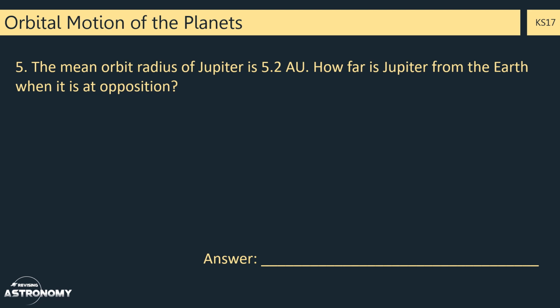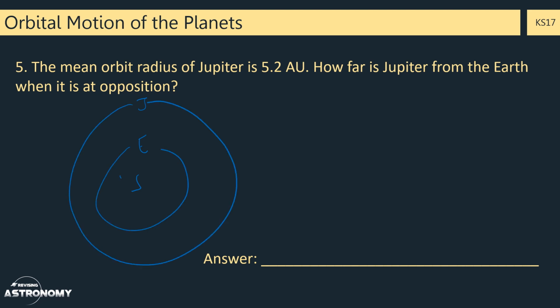Question 5. The mean orbit radius of Jupiter is 5.2 astronomical units. How far is Jupiter from the Earth when it is at opposition? So now we're dealing with Jupiter, a planet that is further from the Sun than the Earth is, and so there are some different terms that we would use. So opposition means that it is on the opposite side of the Sun from Earth. So it would look something like this.